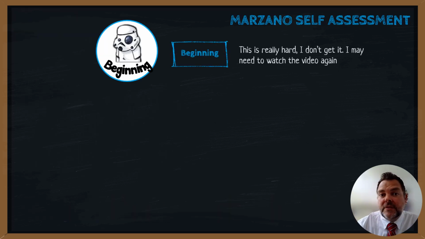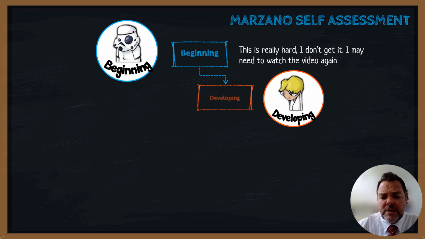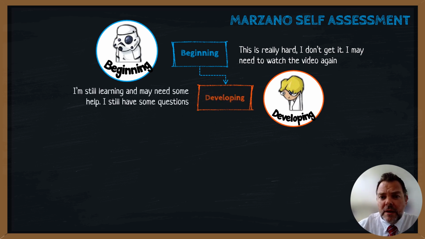So the final part of this video is to look at our understanding and to see where we are using that Marzano self-assessment scale. So we're in one of the four areas down below. I'm going to go through those with you very quickly now. So beginning is that we really don't understand the task. We're still unsure, and we may need to re-watch that video again. And the next stage is developing. So we've learnt it, we understand parts of it, but there are still questions that need to be answered before we get to that better understanding.